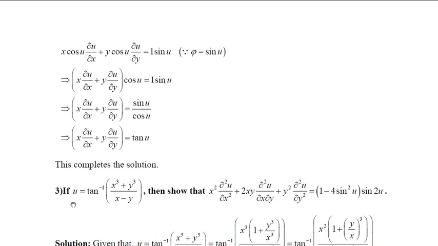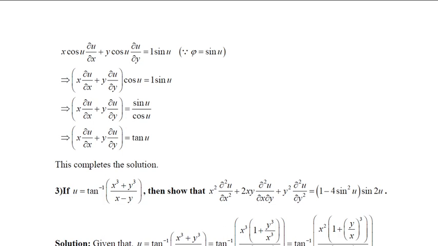Now let's move on to the third one. What it says: if u is equal to tan inverse of (x cube plus y cube) whole divided by (x minus y), then show that x square into dou square u by dou x square plus 2xy into dou square u by dou x dou y plus y square into dou square u by dou y square is equal to this. Remember, by seeing the left hand side of this problem, it is of the same form as the result of Euler's extended theorem. That means we need to make use of Euler's extended theorem.